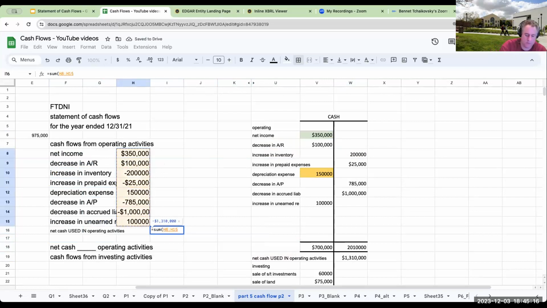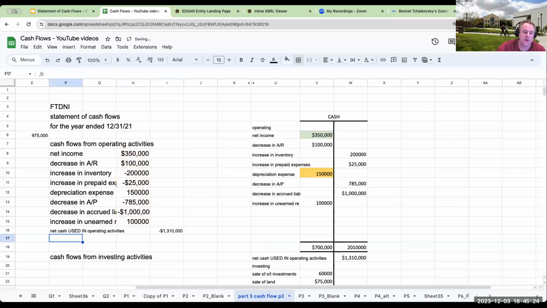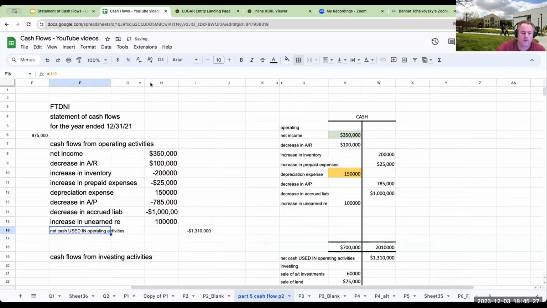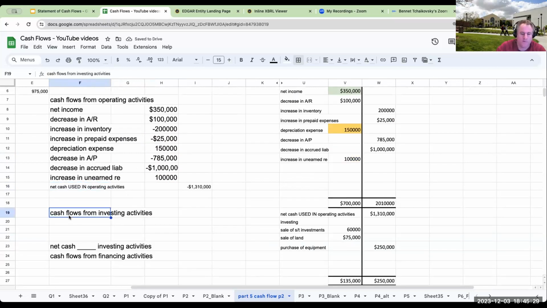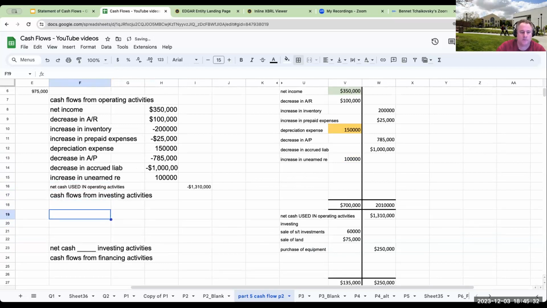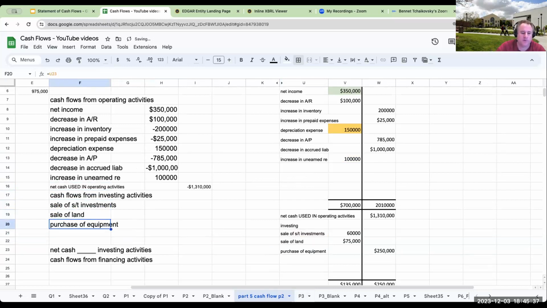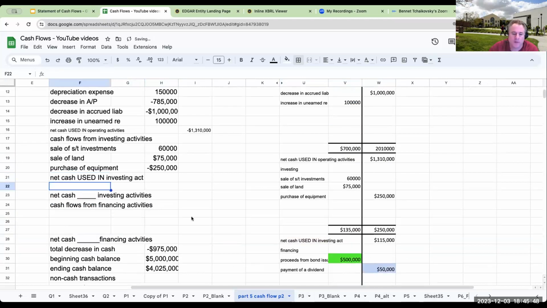So right over here, when I add all these up, I'm going to get 1,310,000 used in operating activities. So that's what I want to do. For my investing activities, I've got sale of short-term investments, sale of land, purchase of equipment. If it's a debit, it's going to be a positive amount. If it's a credit, it's going to be a negative amount. So over here, my net cash used in investing activities is going to be 115.